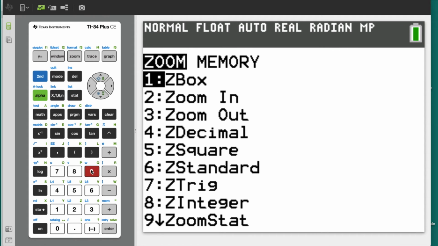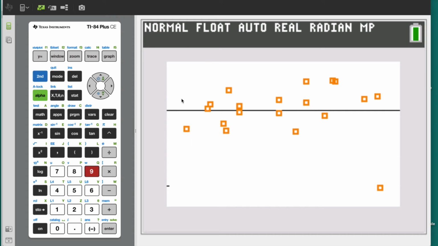Zoom 9. And that's looking better. Besides that little fella down there, that's exactly what we're trying to look for. If you can even just ignore that guy down there, you can see a nice horizontal band, no real pattern. There's no shape to it.